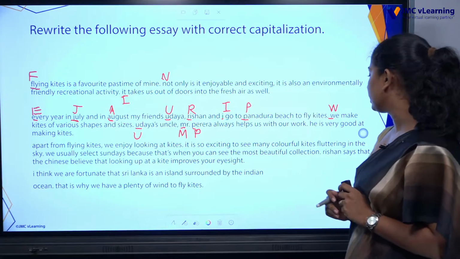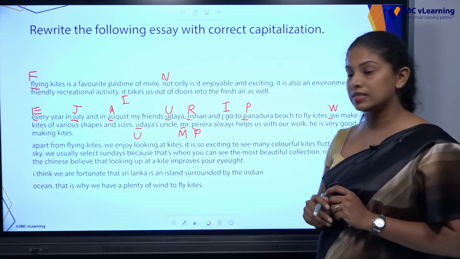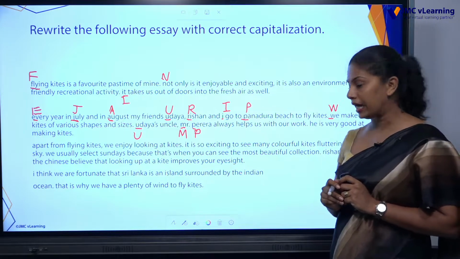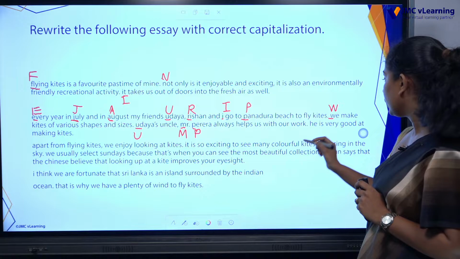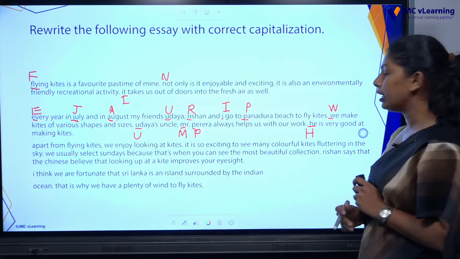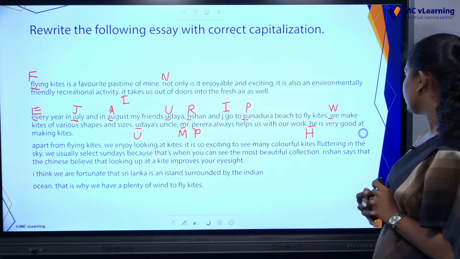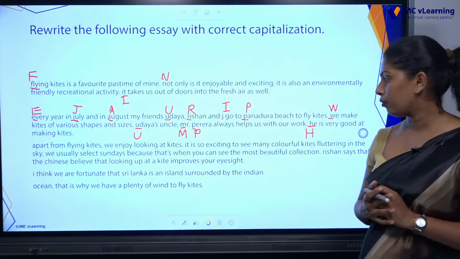Always helps us with our work. He is very good at making kites. Here you can see again a full stop. A full stop is there, and the first letter is again a simple letter. So we have to change that into capital again. There we have to write capital H. Here, he is very good at making kites. Now the second paragraph is also okay.